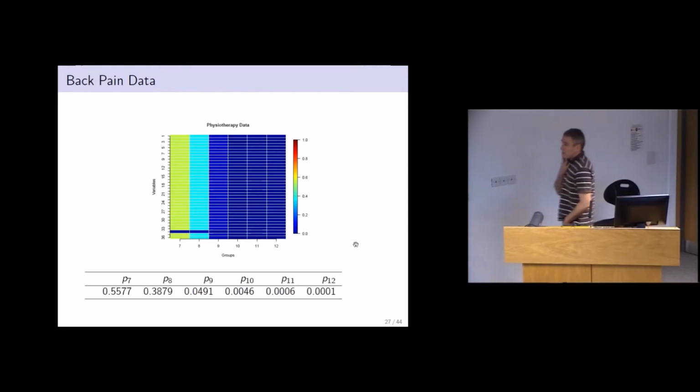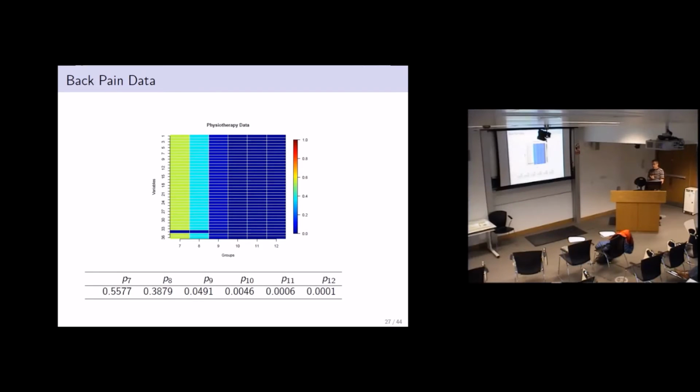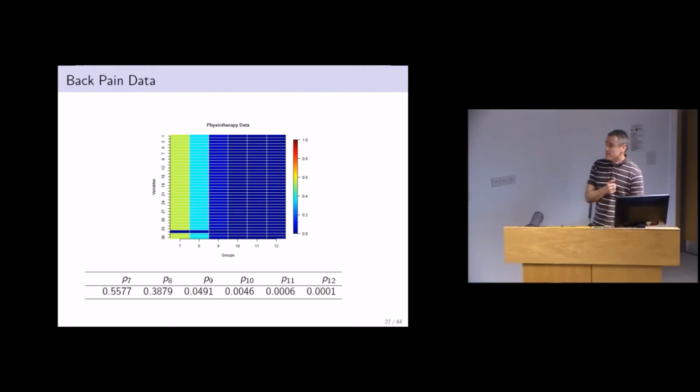When we ran this on the back pain data, we got similar results in a sense. When you analyze the back pain data, it's telling us there's very strong probability of there being 7 or 8 groups, and it's telling us that one of the variables is not very useful, so you can get rid of one of the 36 variables. We were kind of disappointed by this in a sense. We were hoping to get rid of a lot more than one of the 36.